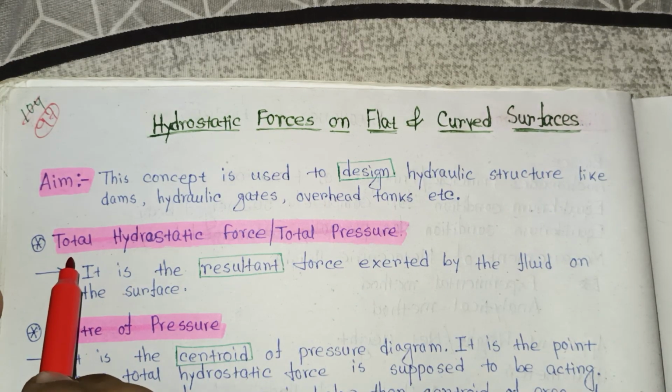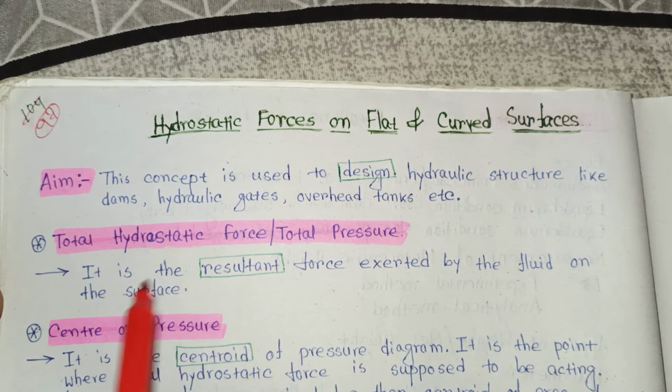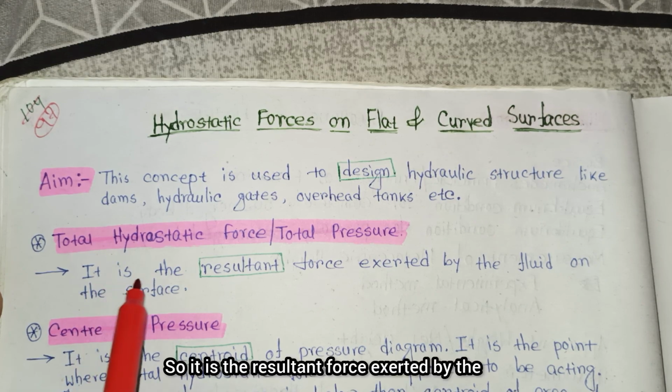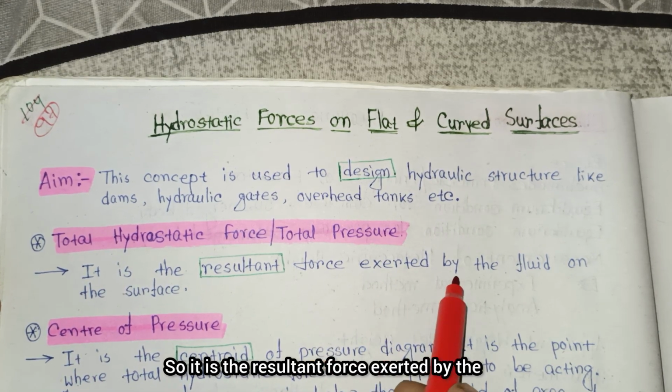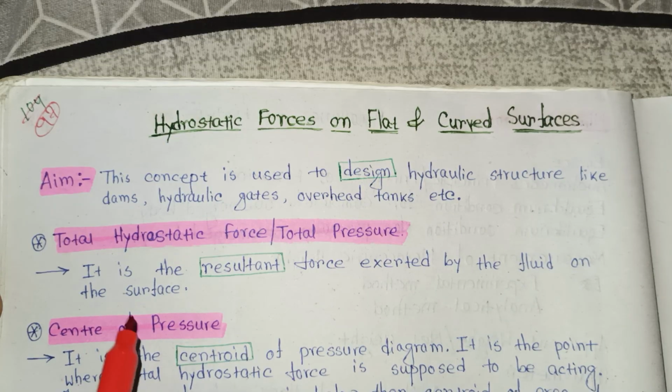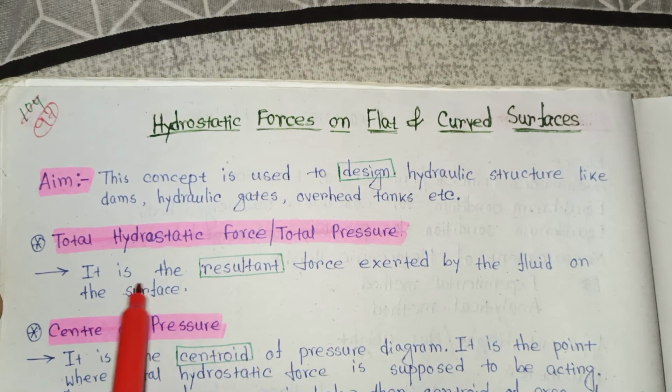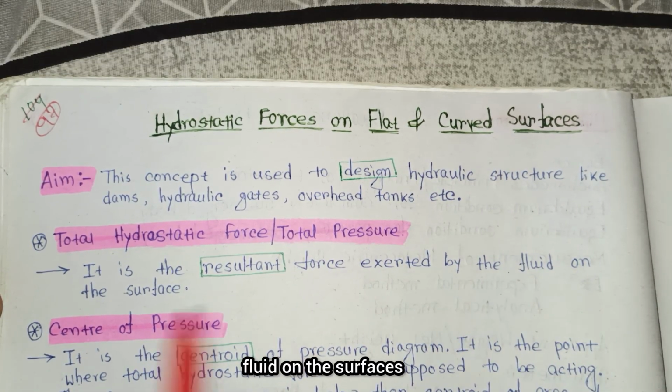Now in this chapter we'll understand the total hydrostatic forces. So what is total hydrostatic force? It is the resultant force exerted by the fluid on the surfaces. So it is the resultant force, and this is very important. It is the resultant force exerted by the fluid on the surfaces.